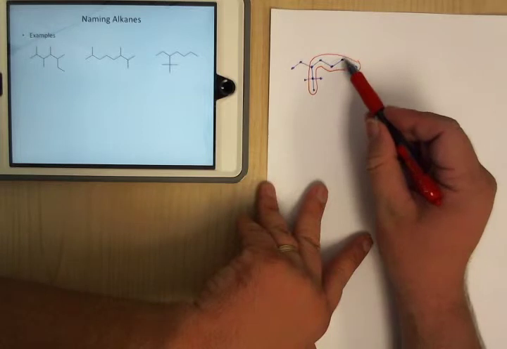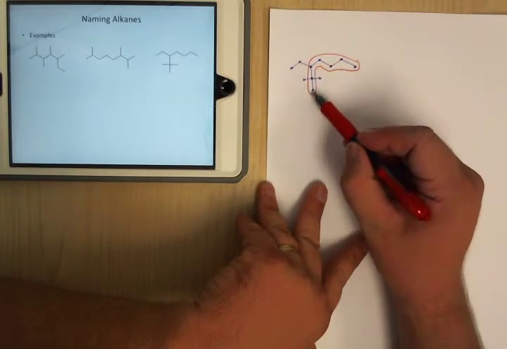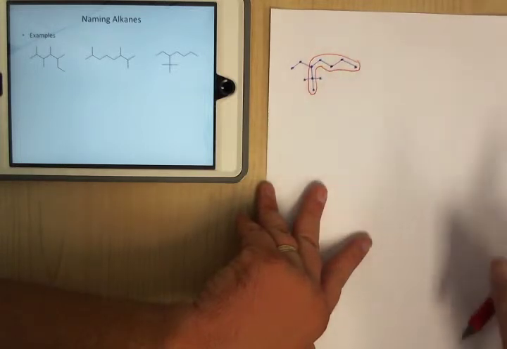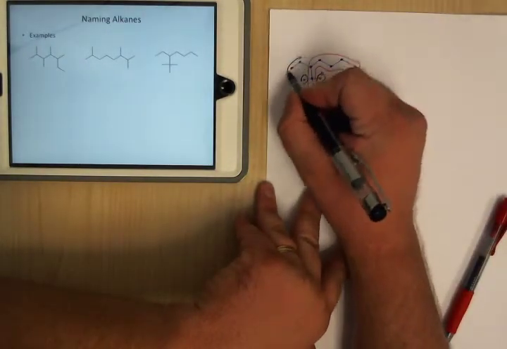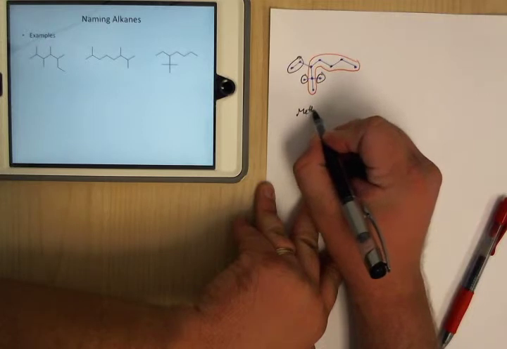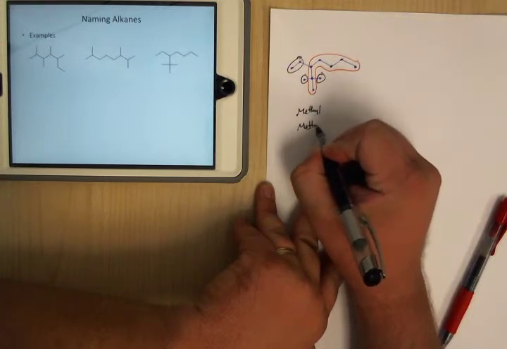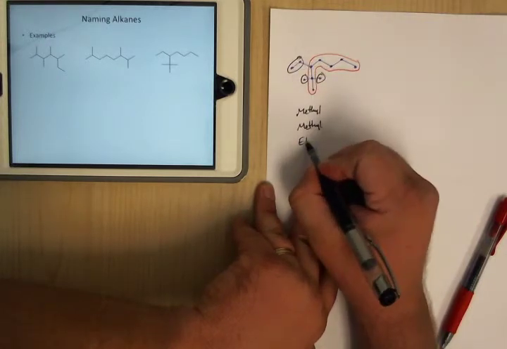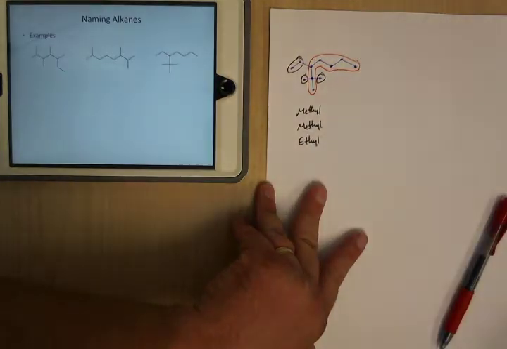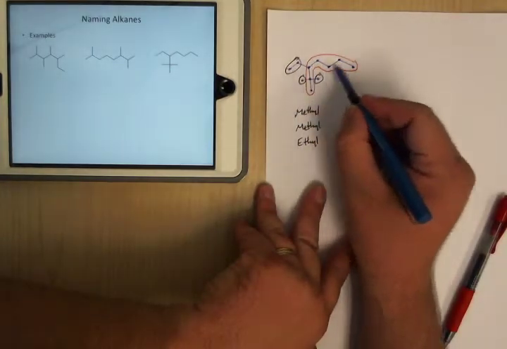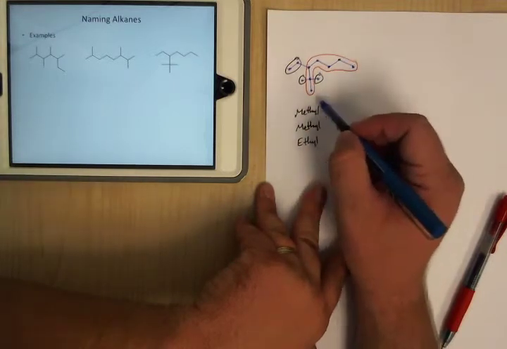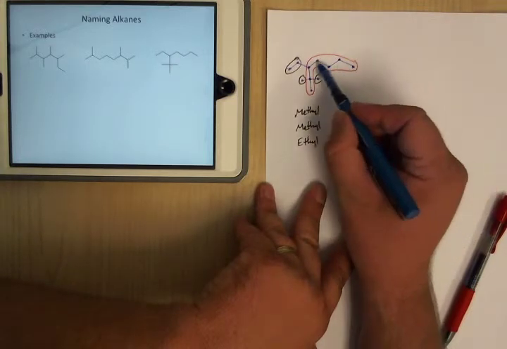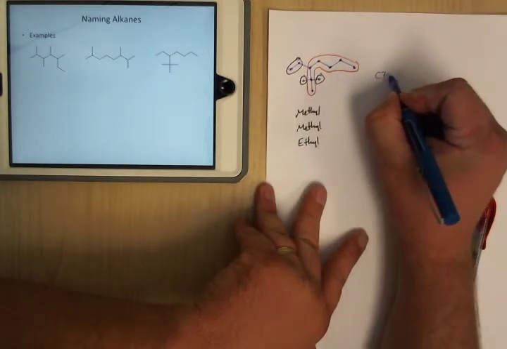There, so 1, 2, 3, 4, 5, 6, 7. So then what do you have for side chains? You have methyl, methyl, methyl, so methyl, methyl, ethyl. Again, you could do this horizontal chain and this T-butyl, but this one here, 1, 2, 3, 4, 5, 6, 7 would also work. So it's C7, so it'd be heptane.